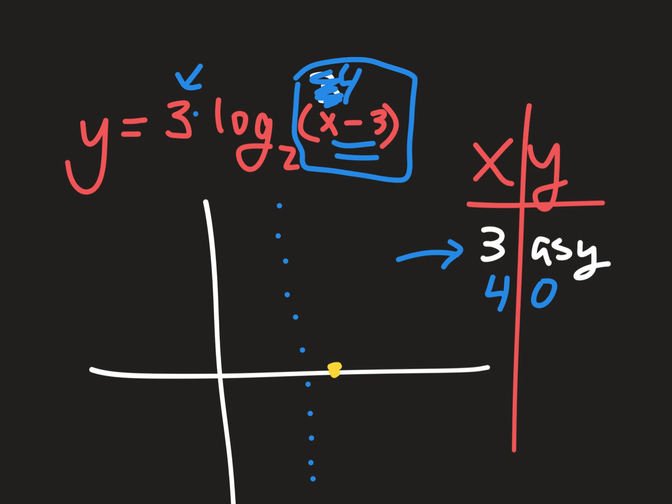And then I'd try 5. Putting in a 5 here. 5 minus 3 is 2. Log base 2 of 2 is 1. 1 times the 3 is 3, so (5, 3). And I think 6 is just not going to work so good, because 6 minus 3 would be 3, and log base 2 of 3, I don't know what that is. So then I go to 7. And 7 minus 3 is 4. Log base 2 of 4 is 2. 2 times 3 is 6. (7, 6).